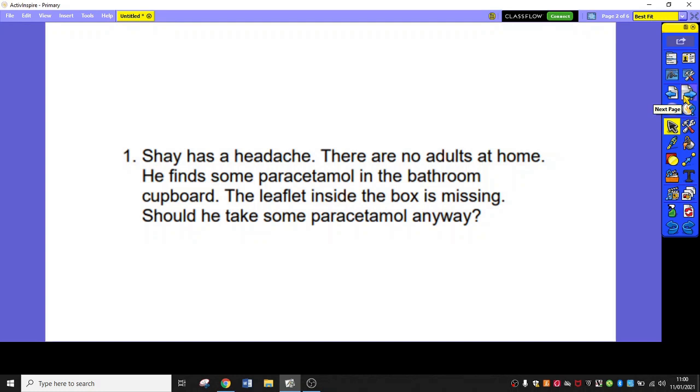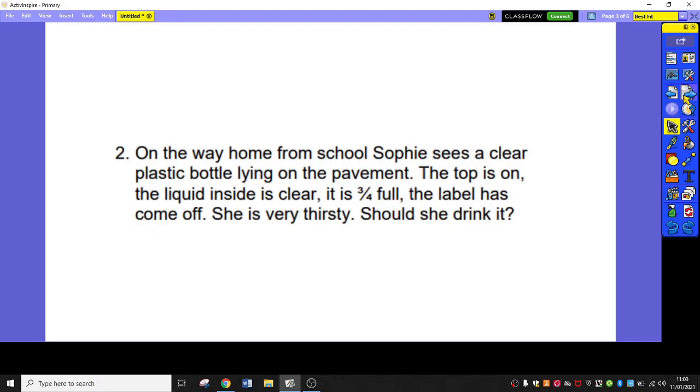So, I'd like you now to have a go at scenario 2. On the way home from school, Sophie sees a clear plastic bottle lying on the pavement. The top is on, the liquid inside is clear. It is 3/4 full, and the label has come off. She is very thirsty. Should she drink it? So if you now pause the video and write down your thoughts on what the risk is and what advice you give Sophie. So hopefully you've done that now and we can move on to scenario 3.